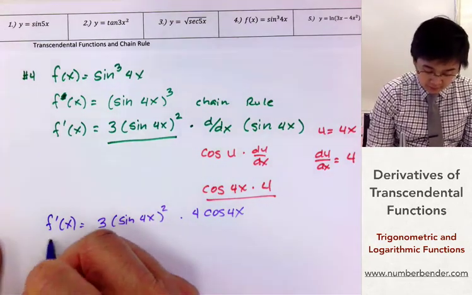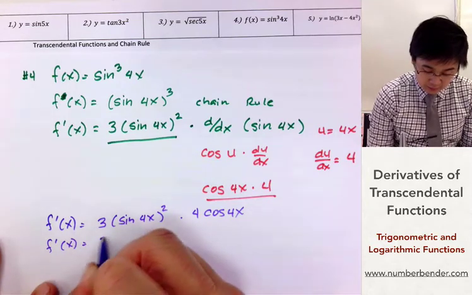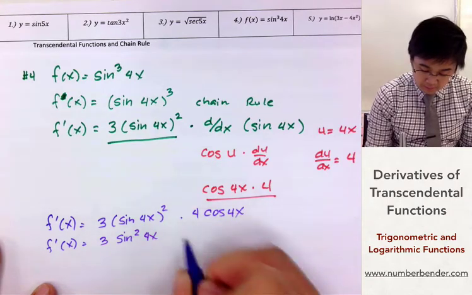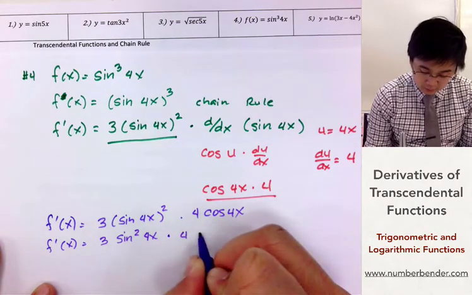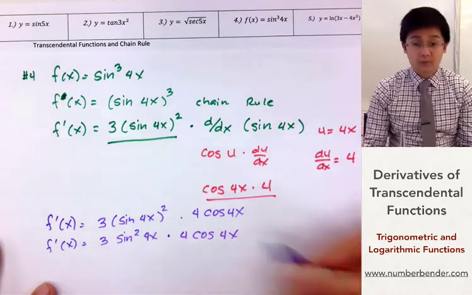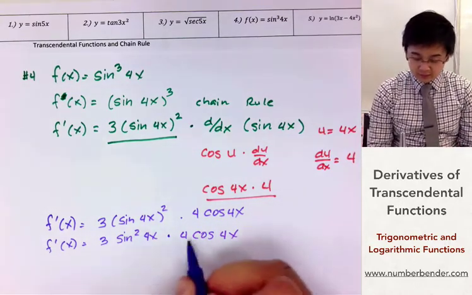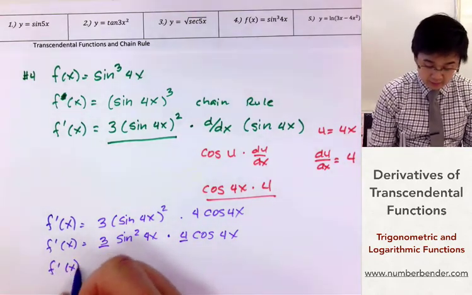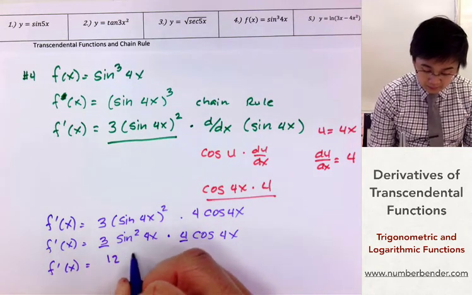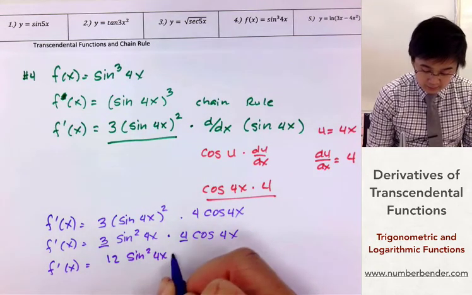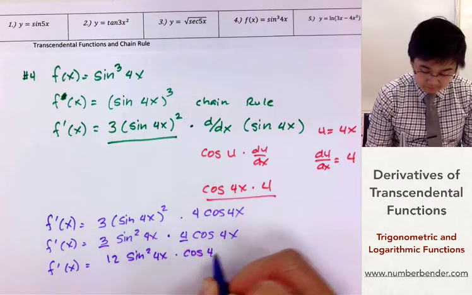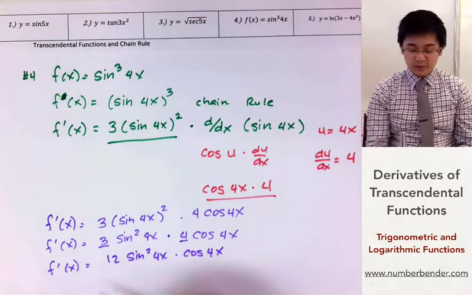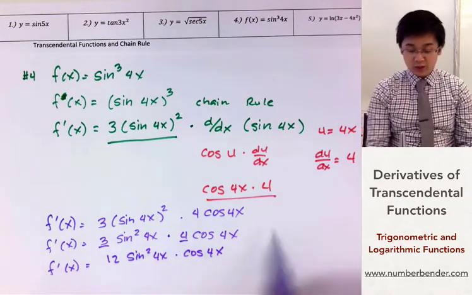And if you want to modify this, we can also rewrite it as 3 sine squared 4x multiplied by 4 cosine 4x. And since the 3 and the 4 can still be multiplied, f prime of x can also be 12 sine squared 4x times cosine 4x. So these are some of the versions that you can use in writing out your derivative function, all of which are pretty much the same.